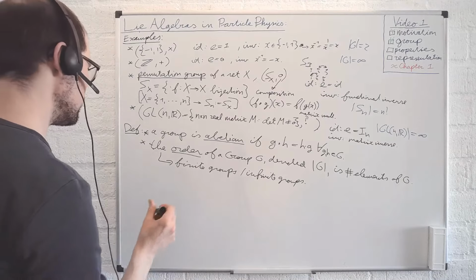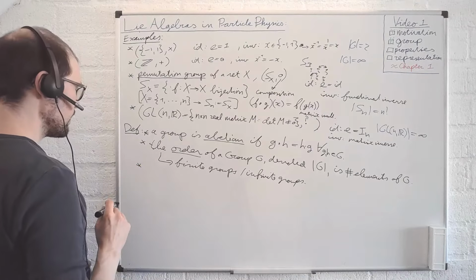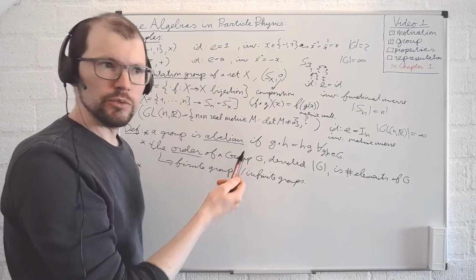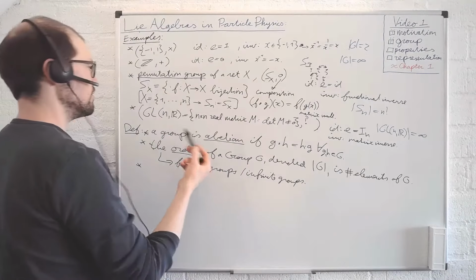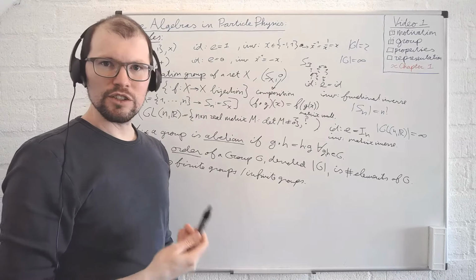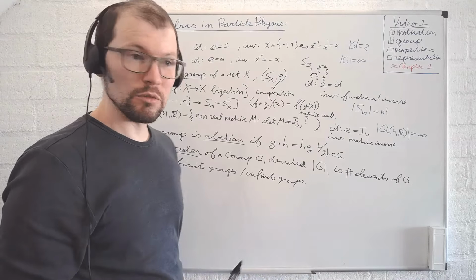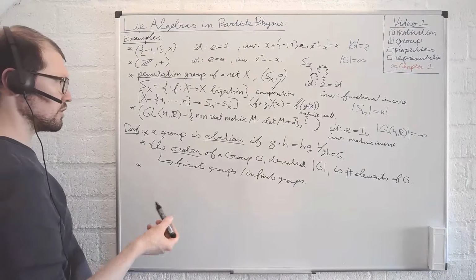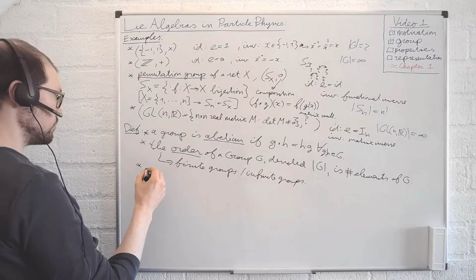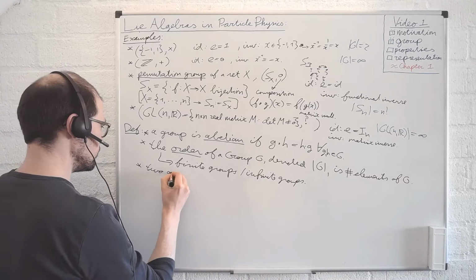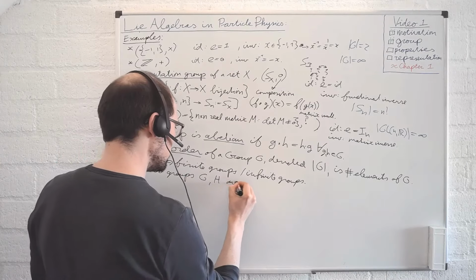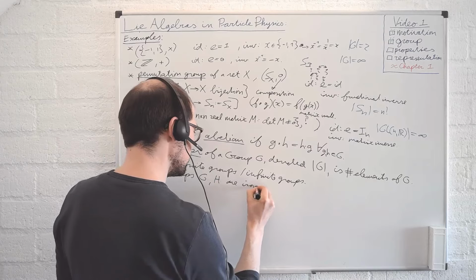Okay, so let me write down a bit more of what we need. We see here quite different implementations of the group structure. But even if two groups have very different implementations, they can actually be very similar from an algebraic point of view. And to make this mathematically precise, we have to introduce the notion of isomorphic groups. So we say that two groups G, H are isomorphic.